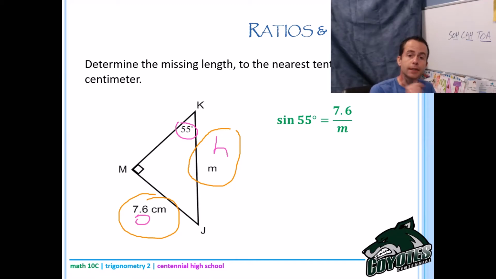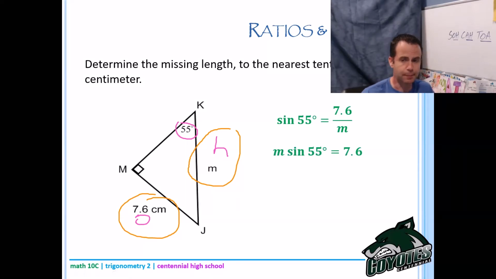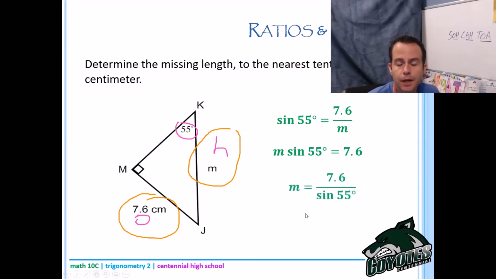Now, this is the same setup that I had last time. I need to get rid of my division of m, so I'm going to multiply both sides by m. Then I need to get rid of this multiplication of sine of 55 in order to isolate m. So I'll divide both sides by sine of 55, and then that's going to leave me with 9.3 centimeters. Okay?